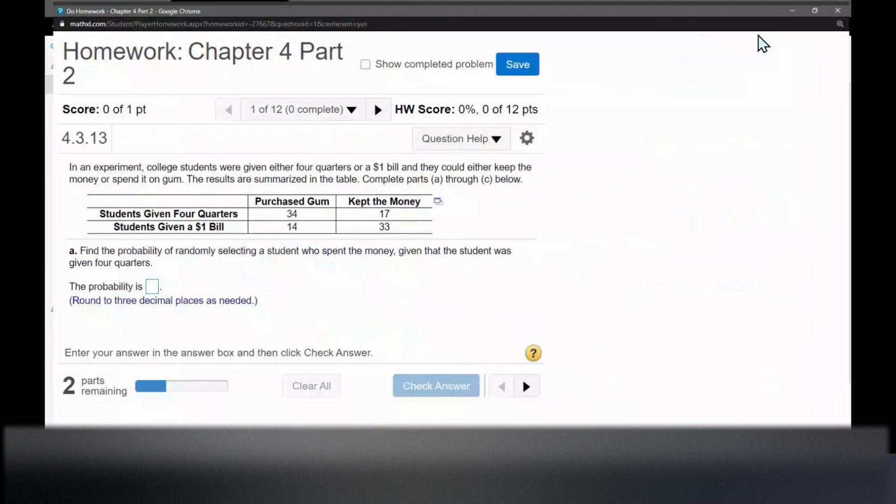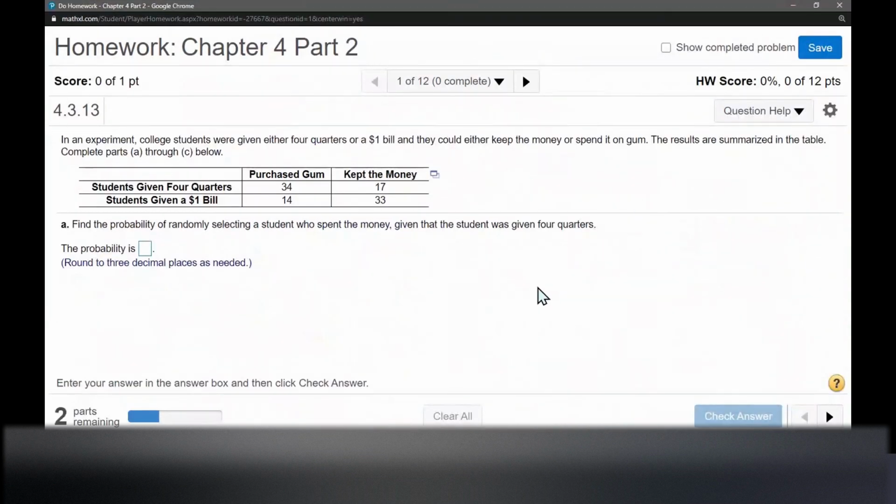Aha, this one. Another classic. In an experiment, college students were given either 4 quarters or a $1 bill. And they could either keep it or spend it. So again, this is a joint probability, right? You could get quarters and spend it, or you can get quarters and not spend it. Find the probability of randomly selecting a student who spent the money, given, so this is a conditional, right? Whenever you see that word given, you know you're going to be in a conditional probability situation.